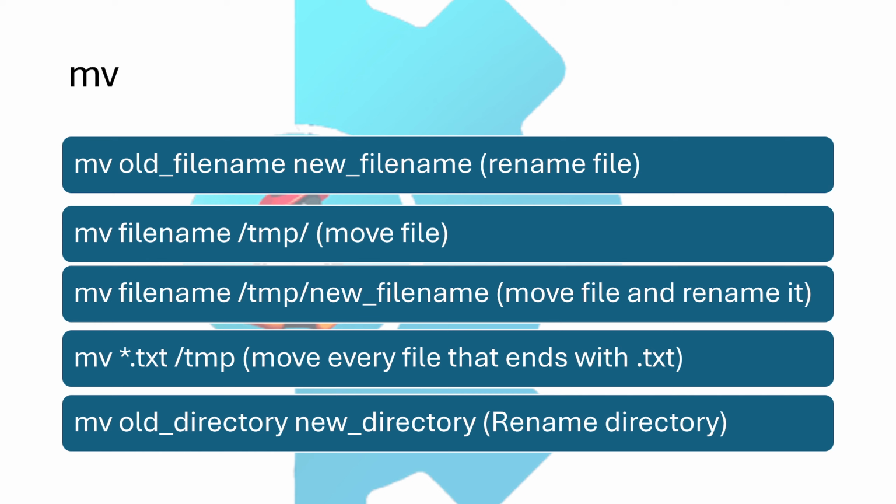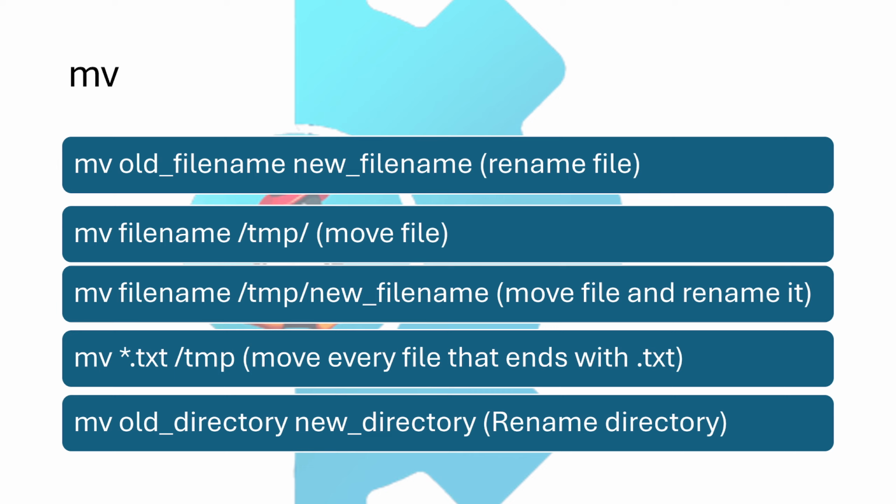And same thing, just like we did before, you can use the star. So you can do mv star.txt, and you can move it to /tmp or any other path you want, and it's going to move every file that ends with a .txt extension to whatever path you give it. You can also use mv to rename a directory. So we'll do mv space directory name, and then the new directory name that you want to use.